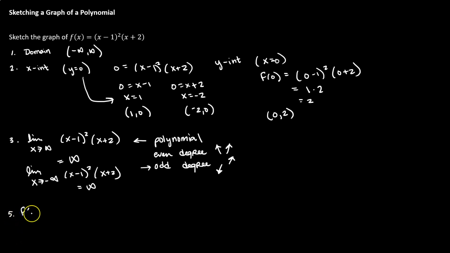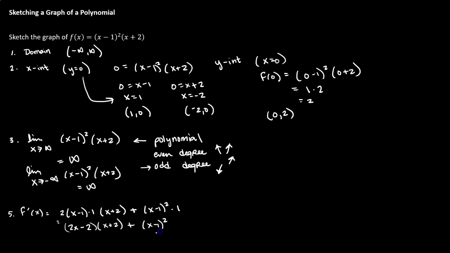is the first derivative. We need the power product rule here. So the derivative of that first term uses the chain rule. And then multiply that by the second term plus that first term times the derivative of the second term. And we can clean that up. So we've got 2x minus 2 times x plus 2 plus x minus 1 squared.